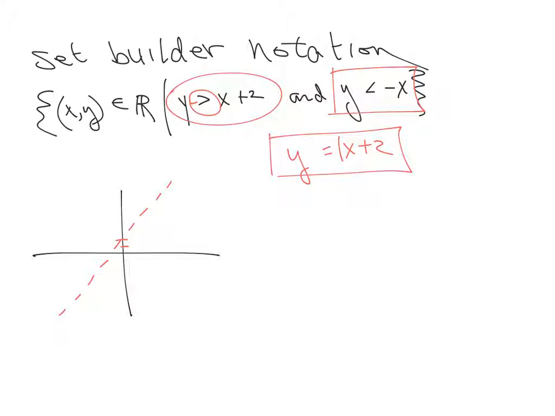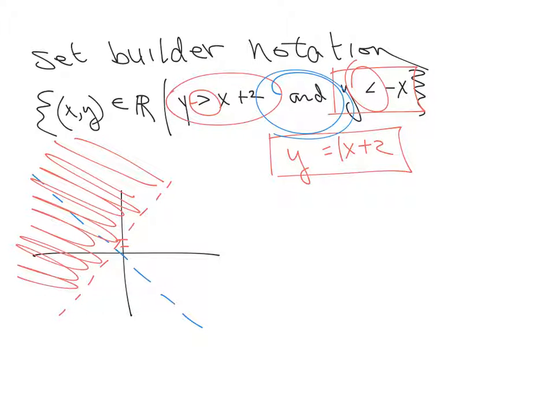Y is less than negative x. If you were to graph that, again it's got a less than sign, so you've got a dotted line, and it would go this way. It's got the word and in it, so I need it to be true for both of those. Y is greater than x plus 2, so these are all the numbers that are greater than the graph of x plus 2. And less than negative x, so less than or below this line.